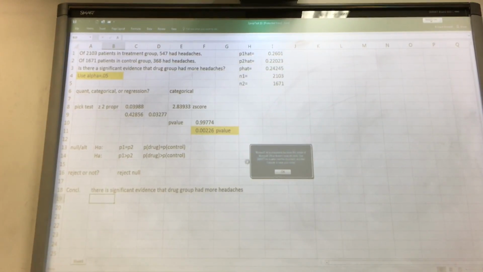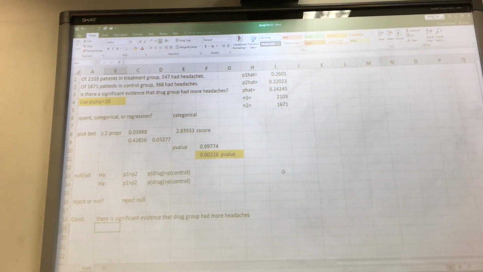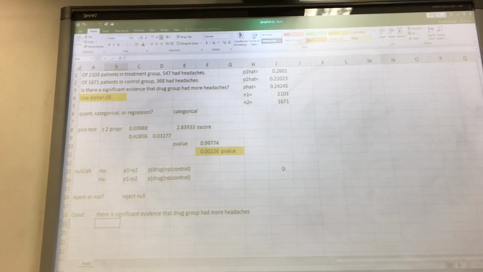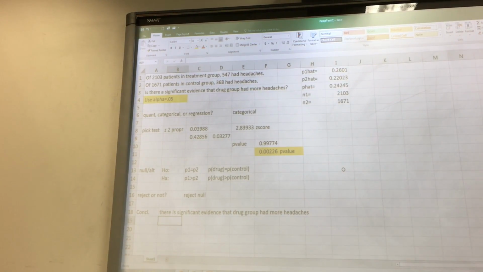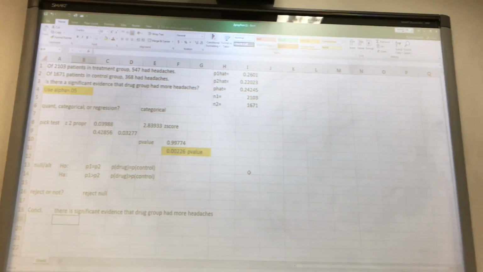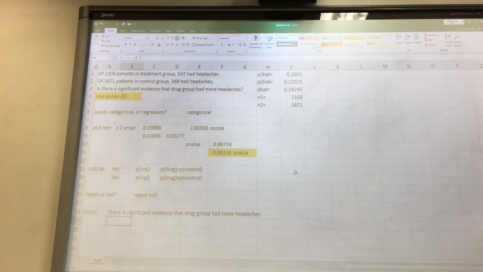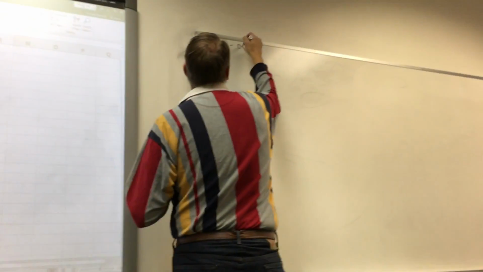Now, I know we haven't talked about confidence intervals for a while. A while back, I told you that confidence intervals and hypothesis tests are two different ways to do the same thing. So what I'd like to do is do this exact same problem with a confidence interval.